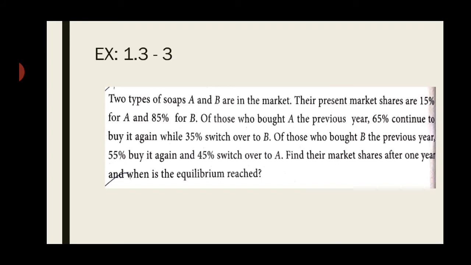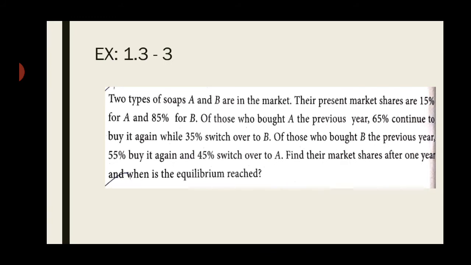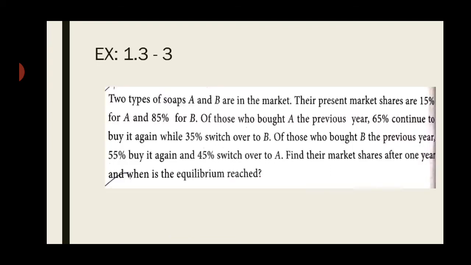Next line we have to read. Of those who bought A the previous year, 65 percentage continue to buy it again. That means those who are buying A again, so A 65 percentage, 0.65. You can see in the transition probability matrix T, A you have 0.65, and buy it again, while 35 percentage switch over to B. That means those who are using A now moving to B product. So 0.35, A row, B column, 0.35. Can you see?